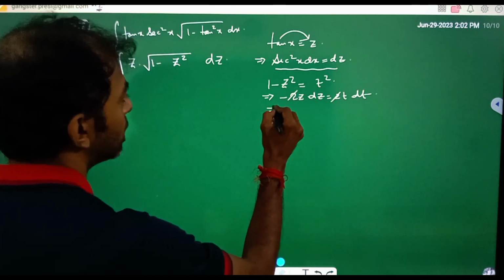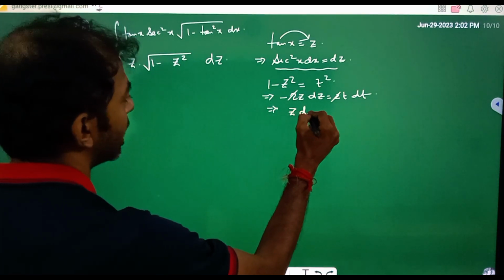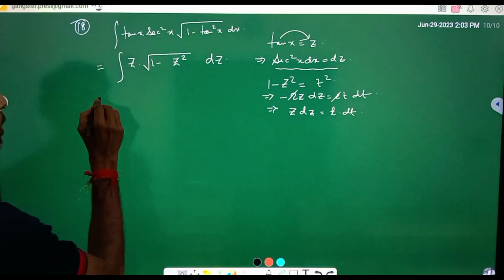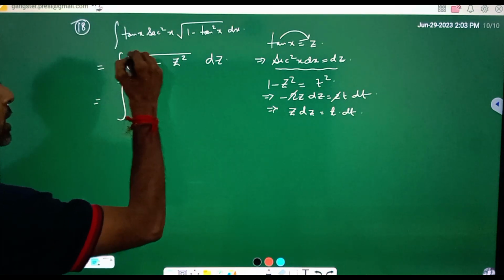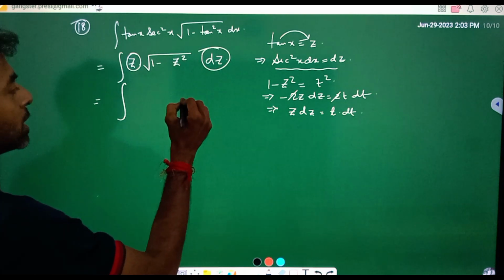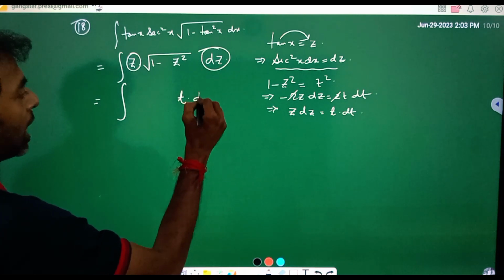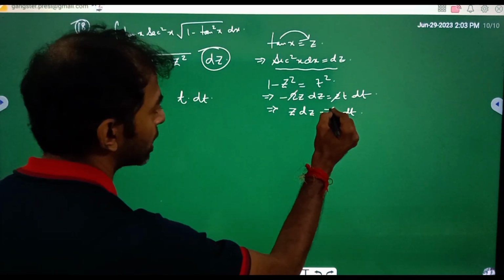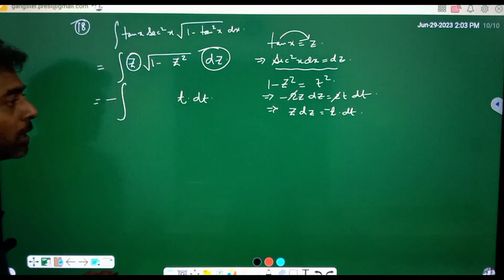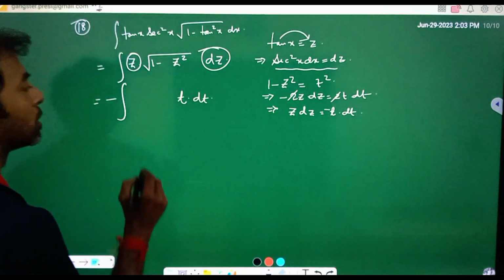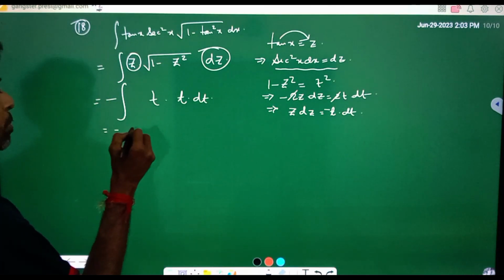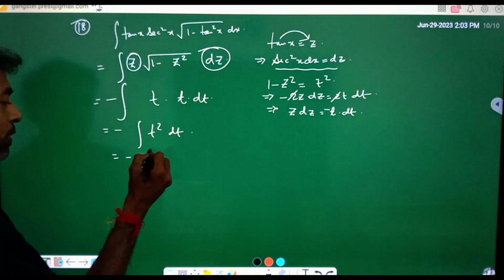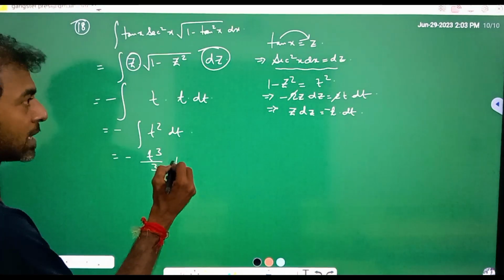2 cancels each other, so z dz will be t dt. Now after substituting the value here, z dz is substituted by t dt, and root under 1 minus z square will be t, with a minus sign there. So that will be minus the integration of t square dt, right? So minus t cube by 3 plus c.